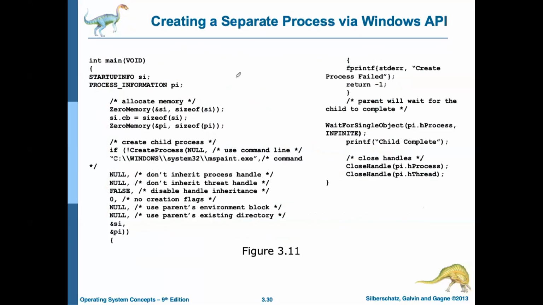Okay, this is creating a separate process using the Windows API. This is an example of the code for creating a separate process, which they use in Windows.